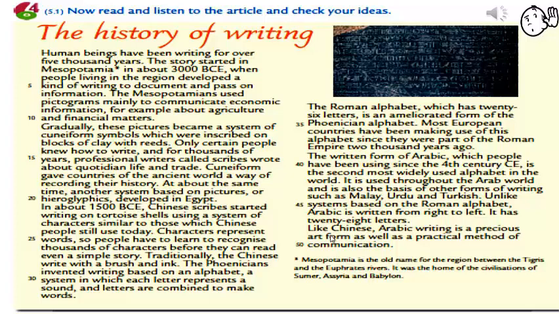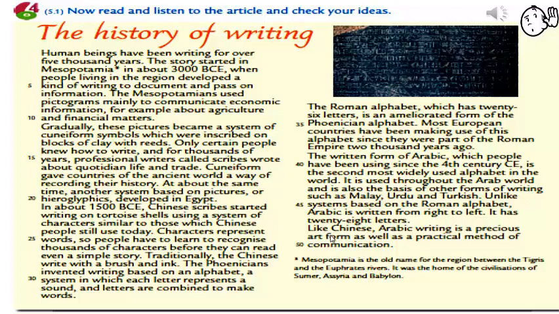Only certain people knew how to write, and for thousands of years professional writers called scribes wrote about quotidian life and trade. Cuneiform gave countries of the ancient world a way of recording their history. At about the same time, another system based on pictures, or hieroglyphics, developed in Egypt. In about 1500 BCE, Chinese scribes started writing on tortoise shells, using a system of characters similar to those which Chinese people still use today. Characters represent words, so people have to learn to recognize thousands of characters before they can read even a simple story. Traditionally, the Chinese write with a brush and ink.